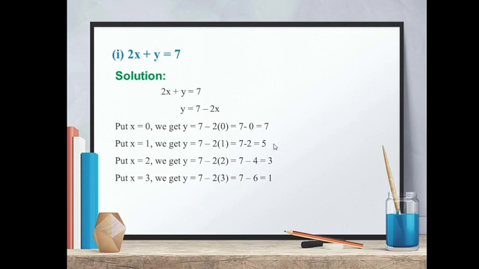So this is how we got the 4 solutions, and therefore the 4 solutions are (0, 7), (1, 5), (2, 3), and (3, 1). So this is how we have taken out the 4 solutions for this equation.